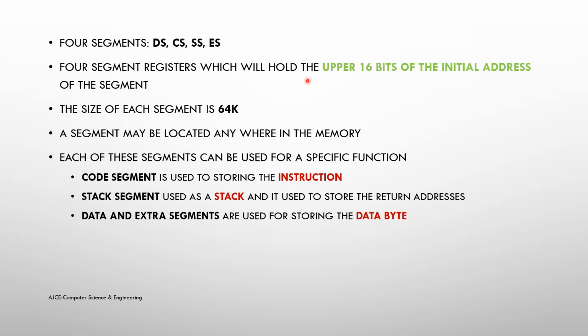Then there are 4 segments, as I told you: DS, CS, SS and ES. These 4 segment registers will hold the upper 16 bits of the starting address of the segment. Then what is the size of each segment? 64 KB. The segment can be located anywhere in the memory. Each of these segments can be used for a specific function.